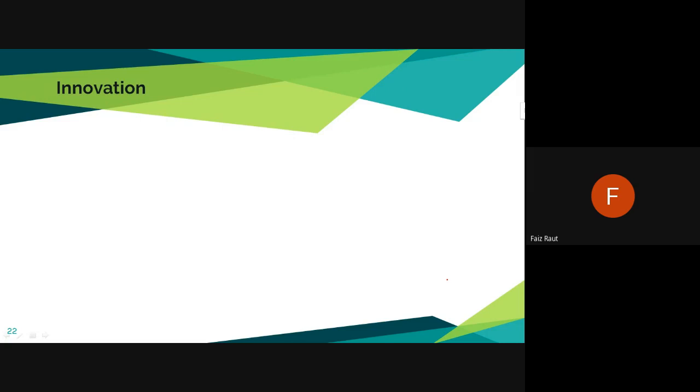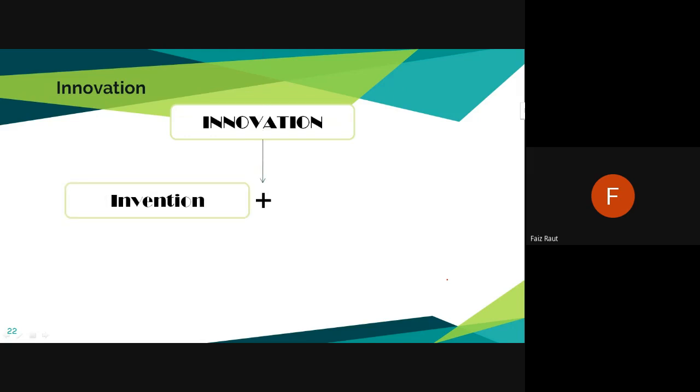How will we bring innovation? We have innovation which comprises two processes basically. First is invention. Invention is when I'm doing something new, creating some new product, new service. For example, a small thing, if you know, there is a water bottle with you.